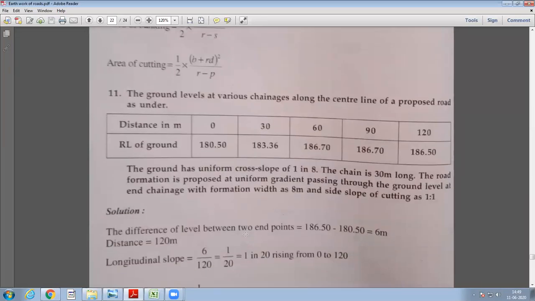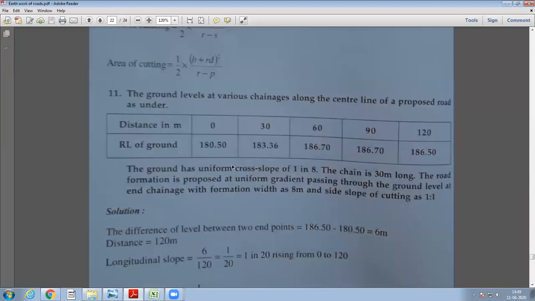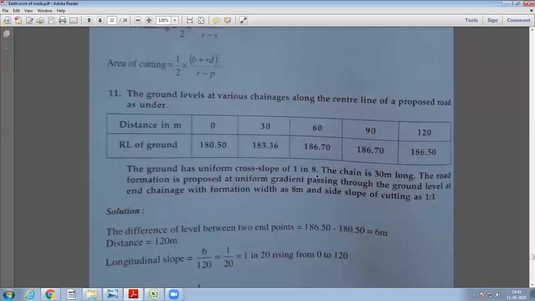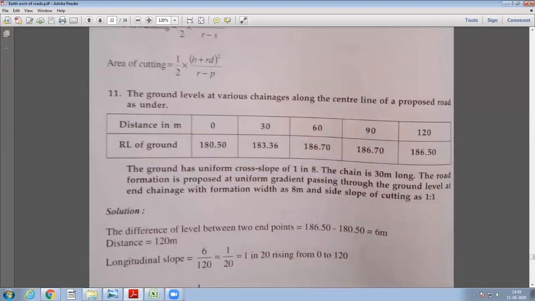Now in the first problem on transverse slope, the ground level at various chainages along the center line of a proposed road is given at a distance of 30-meter intervals. They have given the RL. The ground has a uniform cross slope. This is how you should indicate whether the ground is in transverse slope or not.